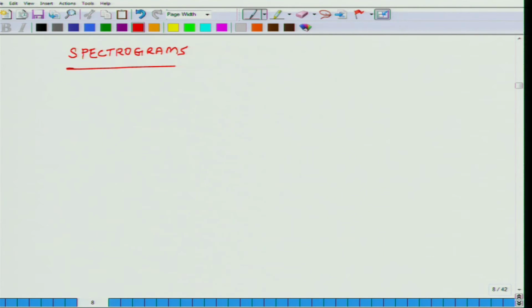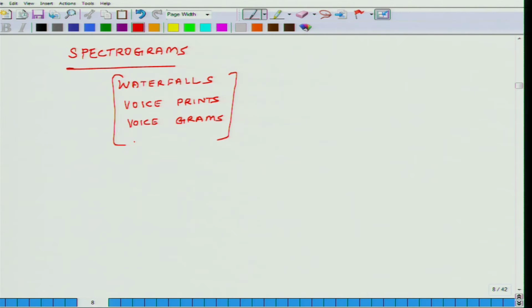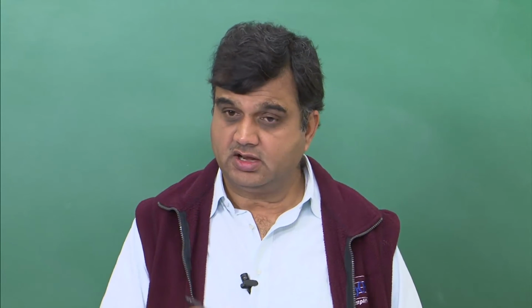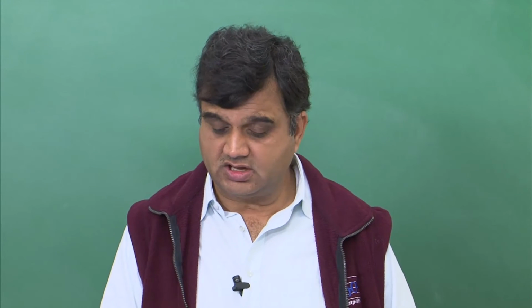These spectrograms come by different names. They are also known as waterfall diagrams or waterfalls. They are also known as voice prints, especially if you are synthesizing and analyzing voice samples. They are also known as voicegrams. The concept here is pretty much identical to what we discussed in the context of short term discrete Fourier transforms, but the nature of representation of this data is different.